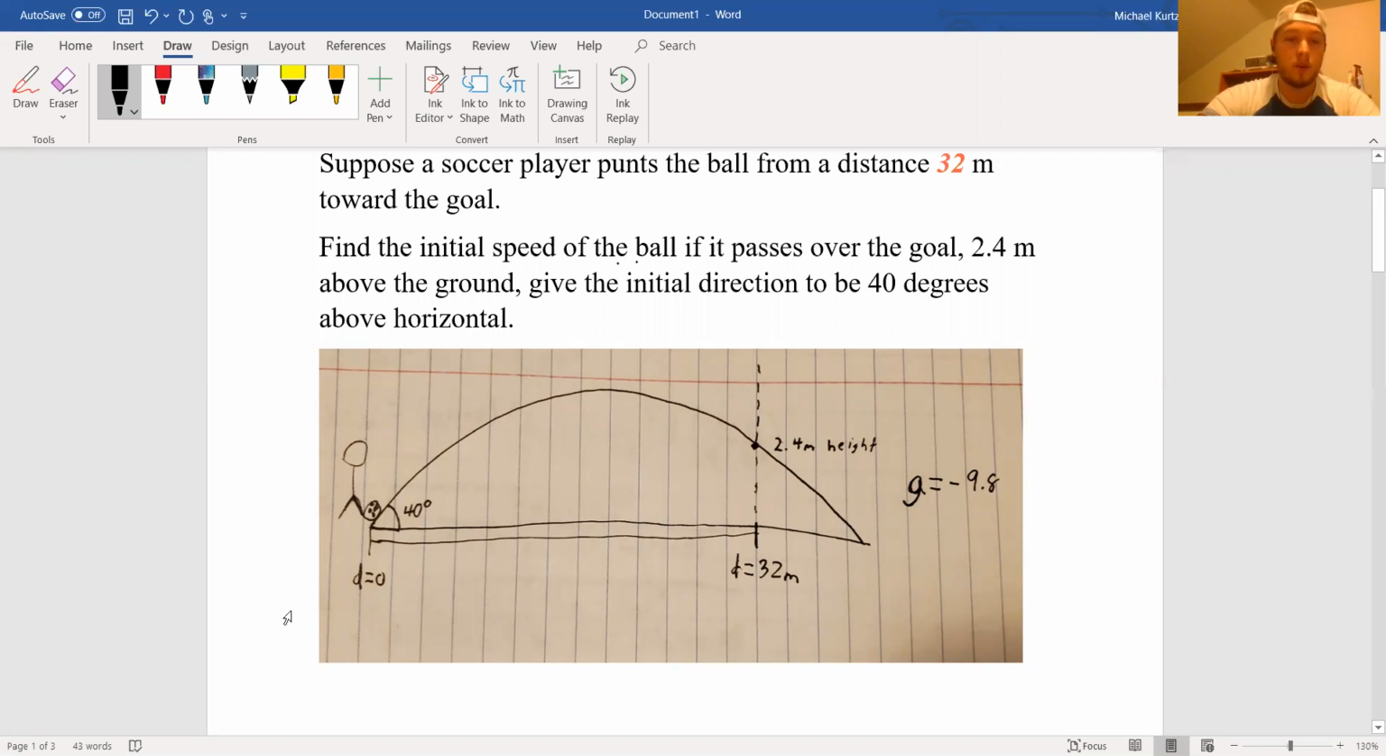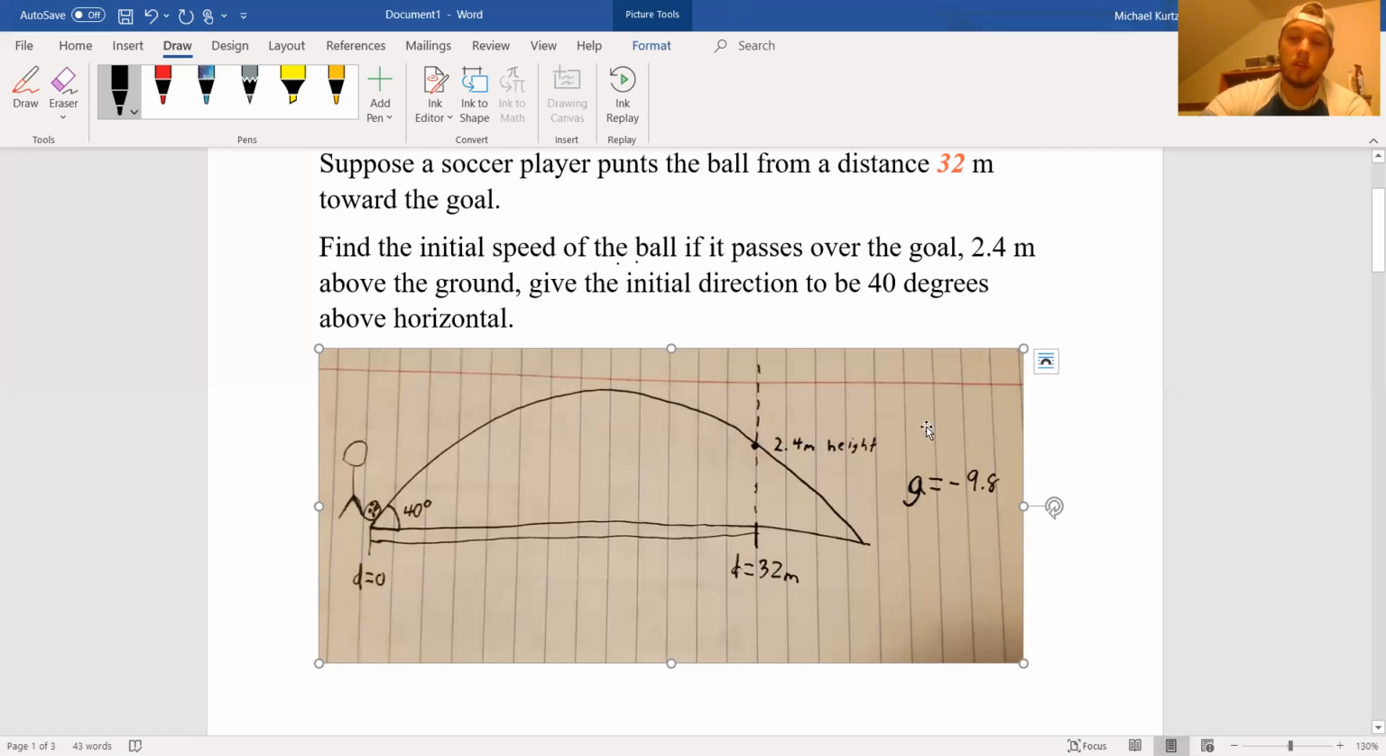So I decided to draw that out here, and here we have a little stick figure soccer guy kicking the soccer ball at an angle of 40 degrees up in the air. This is its path towards the goal. This dashed line is the goal here, and it crosses over the goal line at 2.4 meters in height and at a distance of 32 meters.